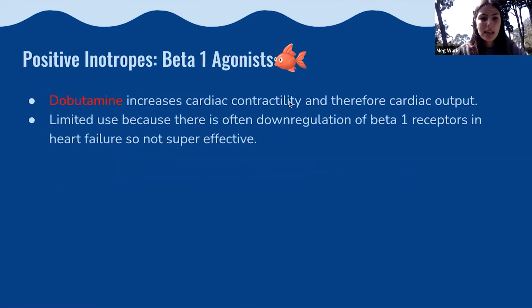Then we've got beta-1 agonists. So dobutamine increases cardiac contractility and therefore cardiac output. But again, it's got limited use because there's often downregulation of beta-1 receptors in heart failure. So there's not actually a lot of target for this drug, if that makes sense. So not the most effective.